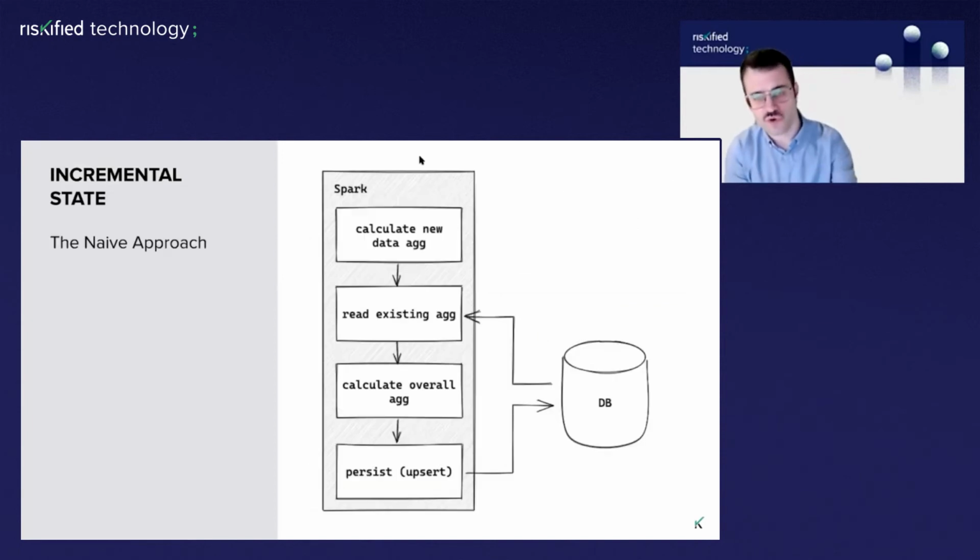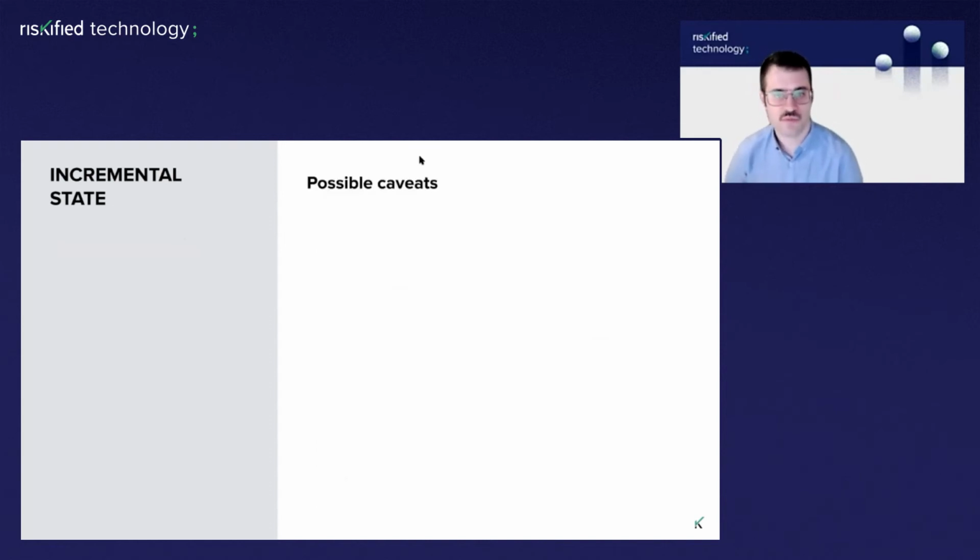So the naive approach to do something like that is to say, okay, I have some kind of a storage layer, maybe some kind of a database where I have the previously known aggregation for that user. So I'm just going to read it and combine the two ags, the new one and the historical one, into the new all-time aggregation and persist it back to the database. And this is very intuitive for most of us, I think. But there might be some caveats with that approach.